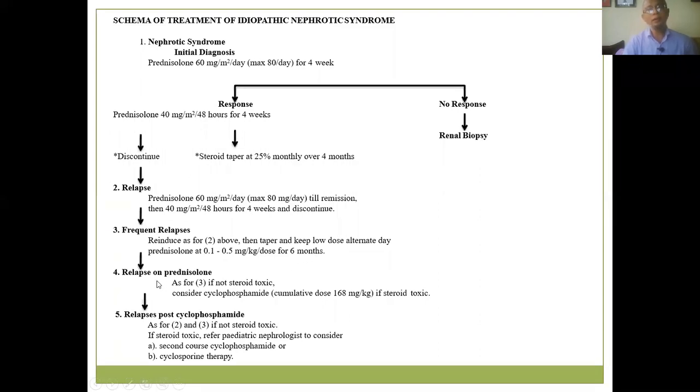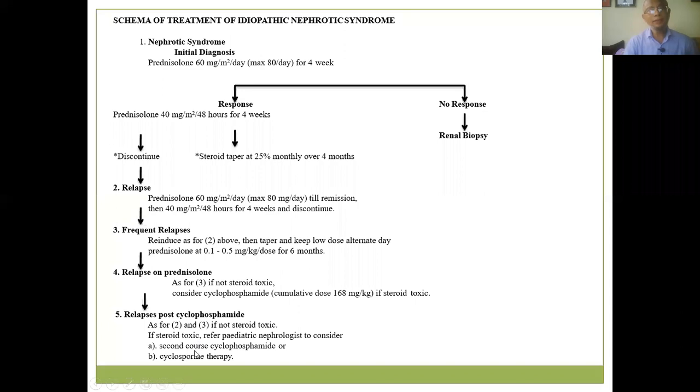If the patient relapses in spite of prednisolone, or if steroid is toxic, then consider cyclophosphamide, that is cumulative dose is 168 milligram per kg. So you can give other drugs like cyclophosphamide. Even if there is a relapse in the post-cyclophosphamide period, or if steroid is toxic, refer to a pediatric nephrologist to consider further management.